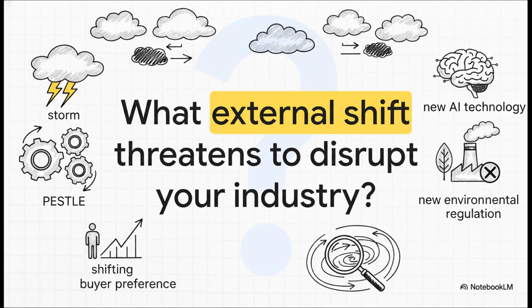What recent external shift, maybe it's a wild new AI technology, some new environmental regulation, or a totally new buyer preference, threatens to disrupt the balance of your specific industry today? Remember, the weather's always changing outside. The most successful organizations out there aren't the ones who just ignore the storm. They're the ones who learn how to read the clouds. So take these frameworks, scan your own environment, and see what you find.